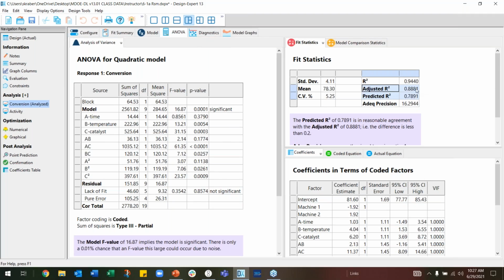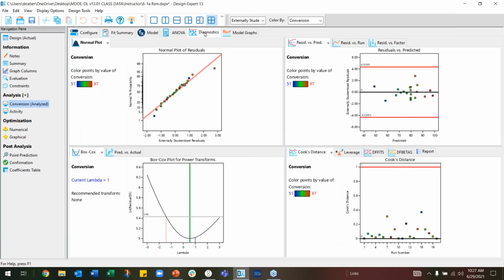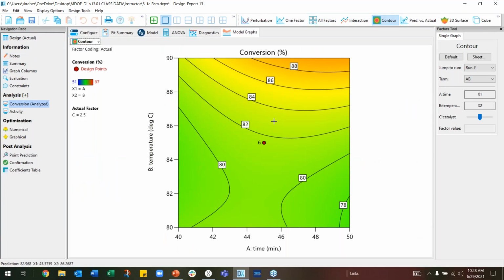The adjusted R-squareds, as I pointed out, are nice and high. They are in reasonable agreement with each other. And the diagnostic plots, this is a pretty straight line, reasonably straight. Sometimes we have little tails. That's not of concern unless the Box-Cox plot indicated the need for a transformation. Residuals versus predicted looks good, and residuals versus run has no trends. And as I mentioned, the Box-Cox plot says the recommended transformation is none. So with all of those plots looking decent, I would go ahead and just build my model graphs.